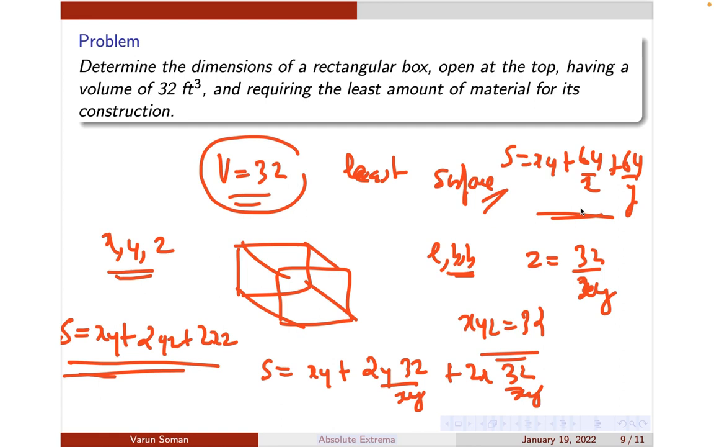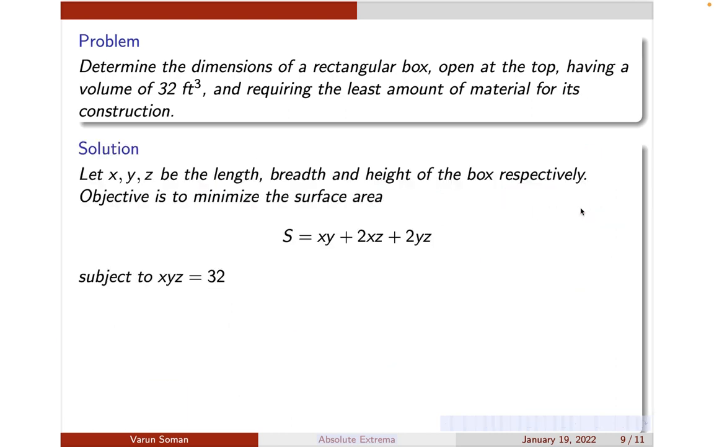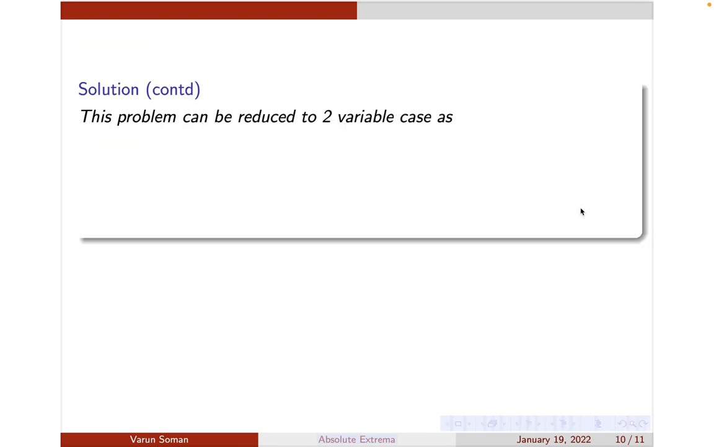Let us complete this problem. I hope the formulation is very clear to you. It's very simple, nothing big is there. Just try it yourself also. I'll give you one homework also. So this is the question here. Now let us find the maximum and minimum of this function.